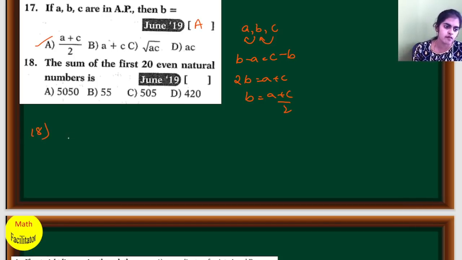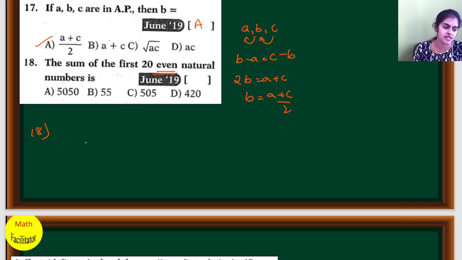Question number 18, sum of first 20 natural numbers. So 20 numbers, so n by 2 into a plus an. So you will get 10 into 21. So 10 into 21 is how much? 210. Why did we get a wrong answer here? Because even is given to you. They are asking the sum of first 20 even natural numbers. Okay, so for first 20 natural numbers, this is the answer, but they are asking first 20 even natural numbers.